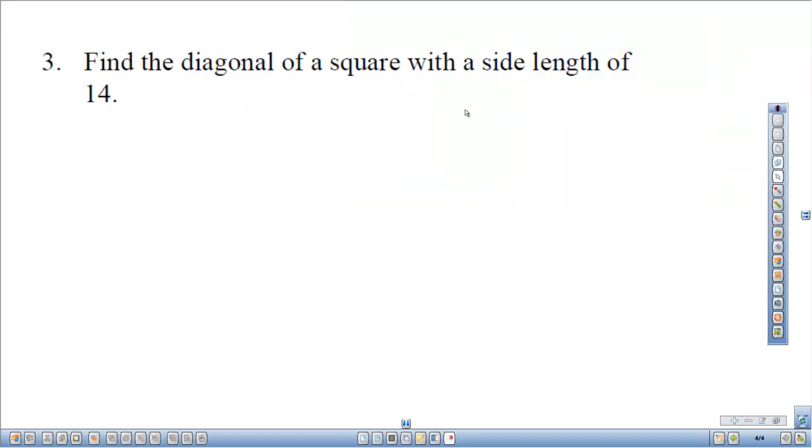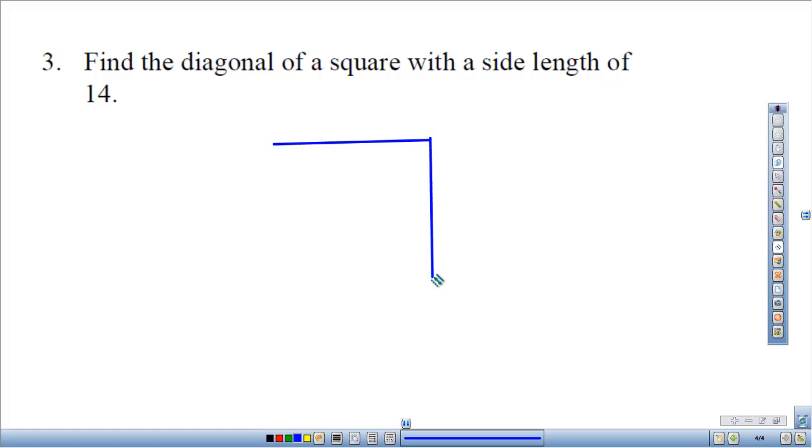All right, here's problem number 3. They say find the diagonal of a square, or in other words, the length of the diagonal of the square when the square has a side length of 14. This is one of those rare geometry problems that doesn't have a picture. So you guessed it, we should probably draw our own. So I'm going to draw my own square here. And it says something about a diagonal.